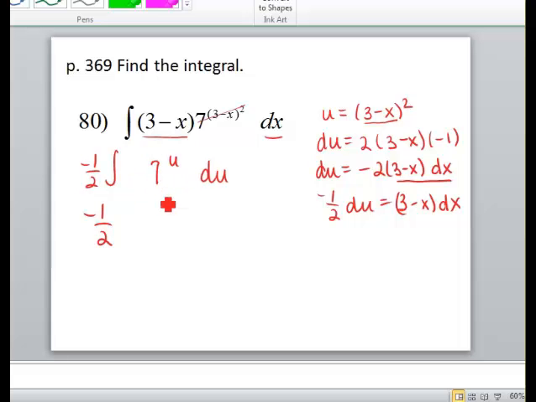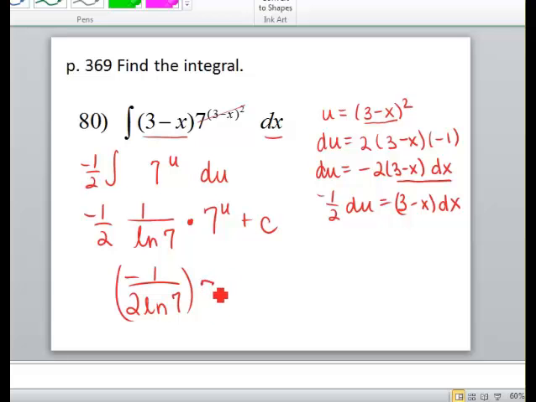The integral of an exponential is 1 over the ln of the base times the exponential plus c. So what I'll do is I'll rewrite this first part together times 7 to the u being 3 minus x squared plus c.